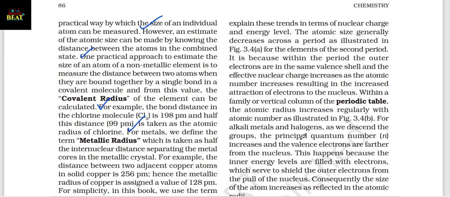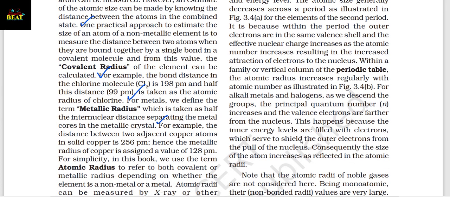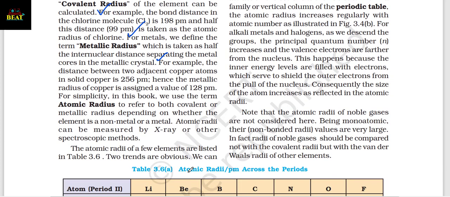For metals, we define the term metallic radius, which is taken as half the internuclear distance separating the metal cores in the metallic crystal. For example, the distance between two adjacent copper atoms in solid copper is 256 pm. Hence, the metallic radius of copper is assigned a value of 128 pm. For simplicity, in this book, we use the term atomic radius to refer to both covalent or metallic radius depending on whether the element is a non-metal or a metal.